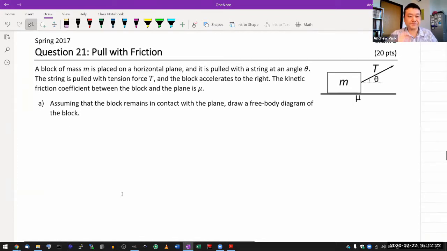So, question 21. I gave this, I guess, last time in spring 2017, pull with the friction. This is basically my one question that combines a lot of aspects of Newton's law problem solving in the context of having to deal with only one object. And having to deal with only one object actually makes things pretty nice.